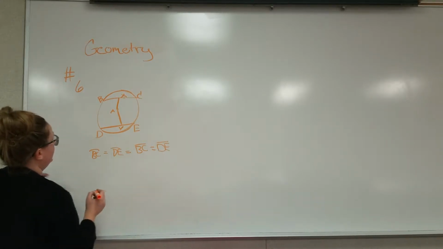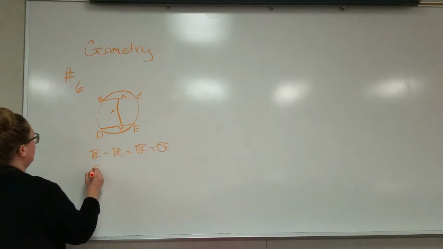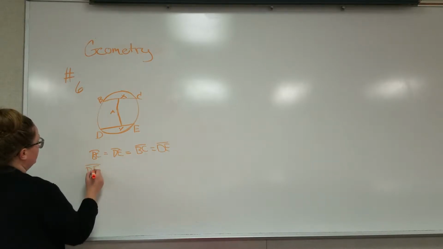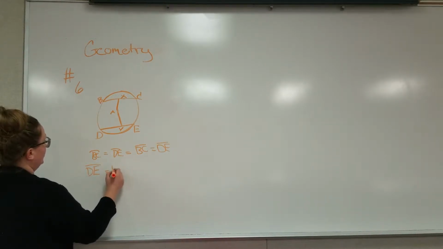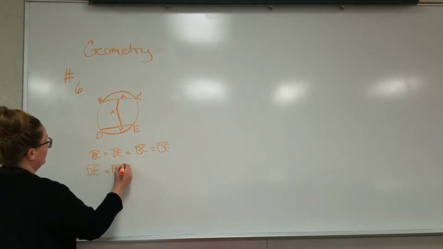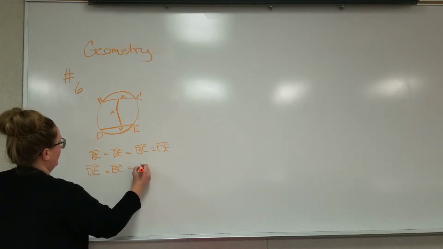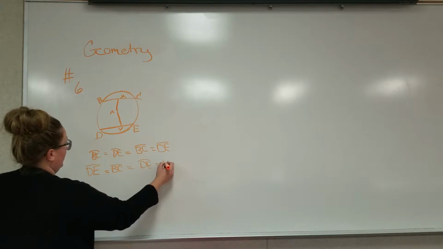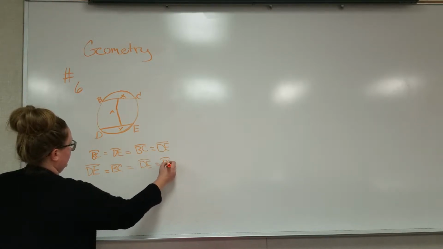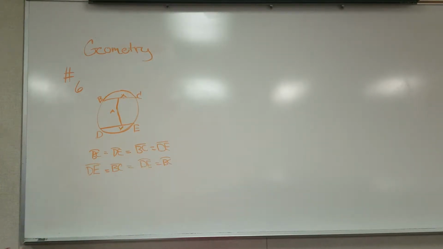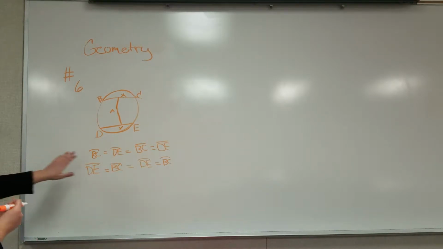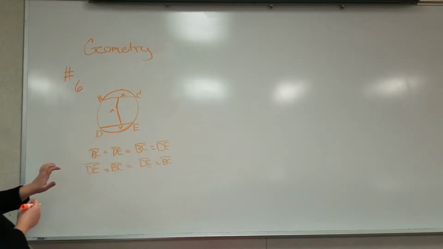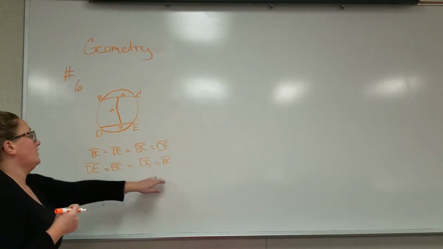And the same thing the other way. If they tell you this chord DE equals the chord BC, then that automatically means that arc DE equals arc BC. All right, so those are the 2 different things. If arcs are equal, then chords are equal, and if chords are equal, then arcs are equal.